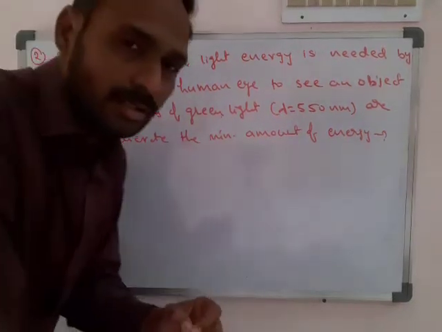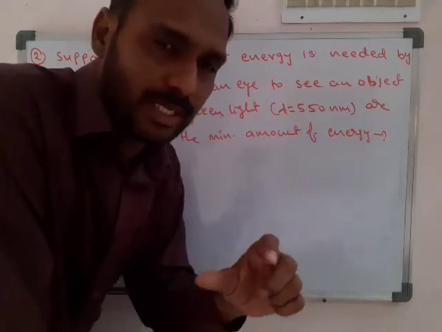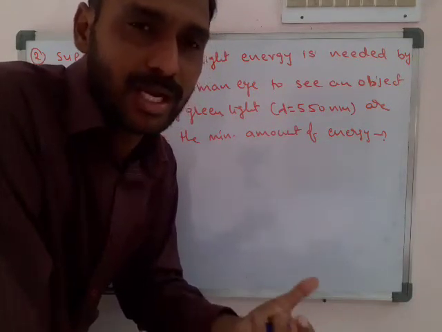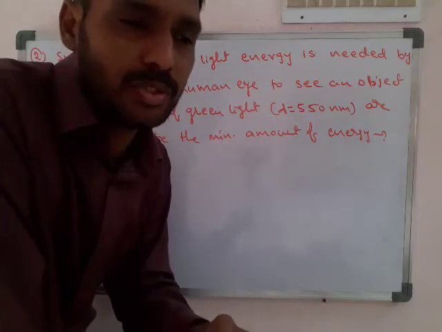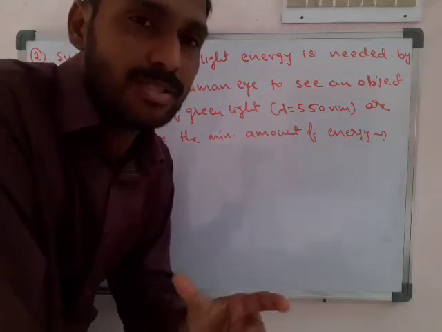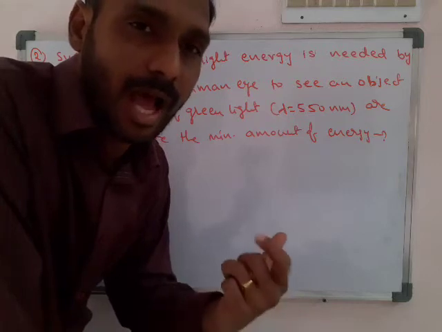Okay. We know, for example, in a dark place we are unable to see the objects. If the lighting is there, then only we are able to see any objects. How much light is required for our eye?